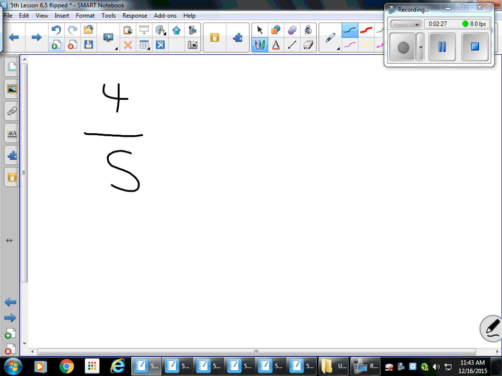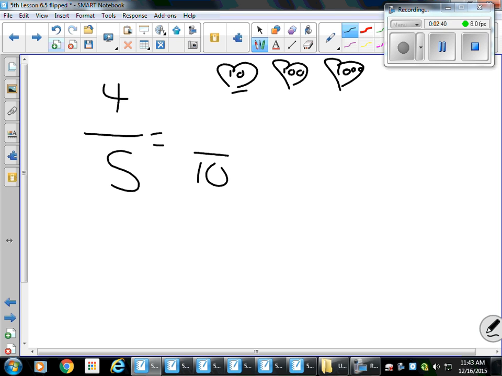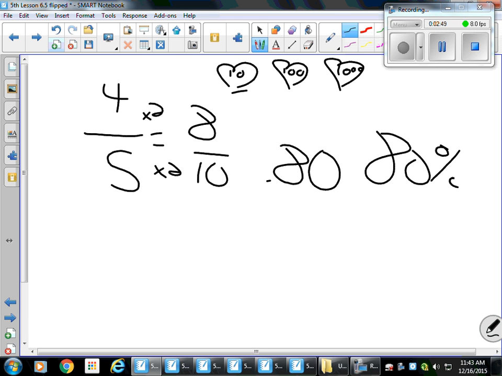Remember the hearts we worked on earlier with the 10, with the 100, with the 1,000 in it? Okay, that's what we have to work here. We have to put the 5 into a 10. Putting a 10 here, times 2 gives us 8. 8/10. I have to add a 0 here, which would be 80%. This is all review, I hope. Okay, let's keep on going.